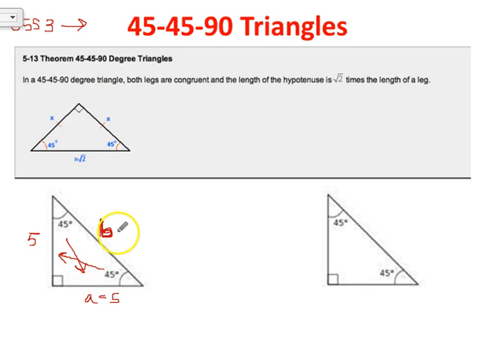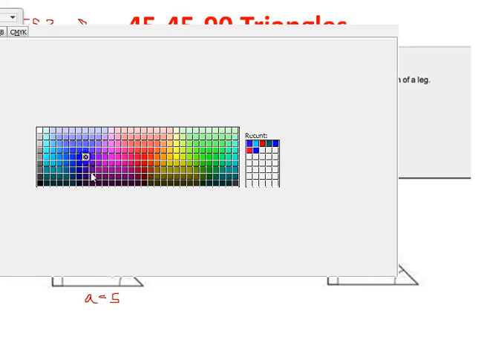What would be the length of the hypotenuse? Well, remember, it's going to be the side length times radical 2. So it would be 5 times radical 2. And we're done. We solved that problem. Well, we're not always going to be given the side length. Sometimes you might be given the hypotenuse. So let's try an example where you're given a hypotenuse and you have to figure out the side lengths.